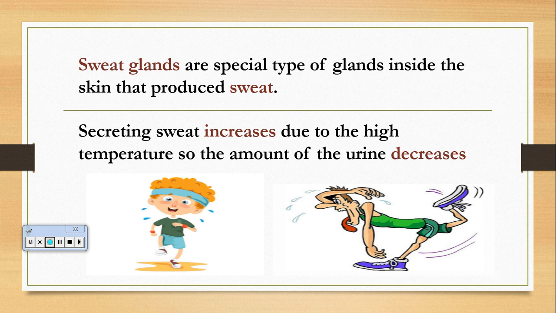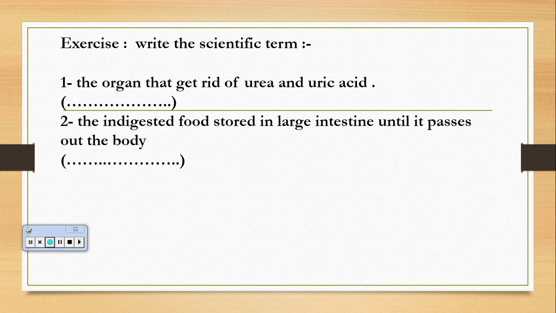Right? Okay, what about a small exercise? Write the scientific term. Number 1, the organ that gets rid of urea and uric acid. Number 2, the undigested food stored in the large intestine until it passes out of the body. Think about the answers and I will wait for your answers.